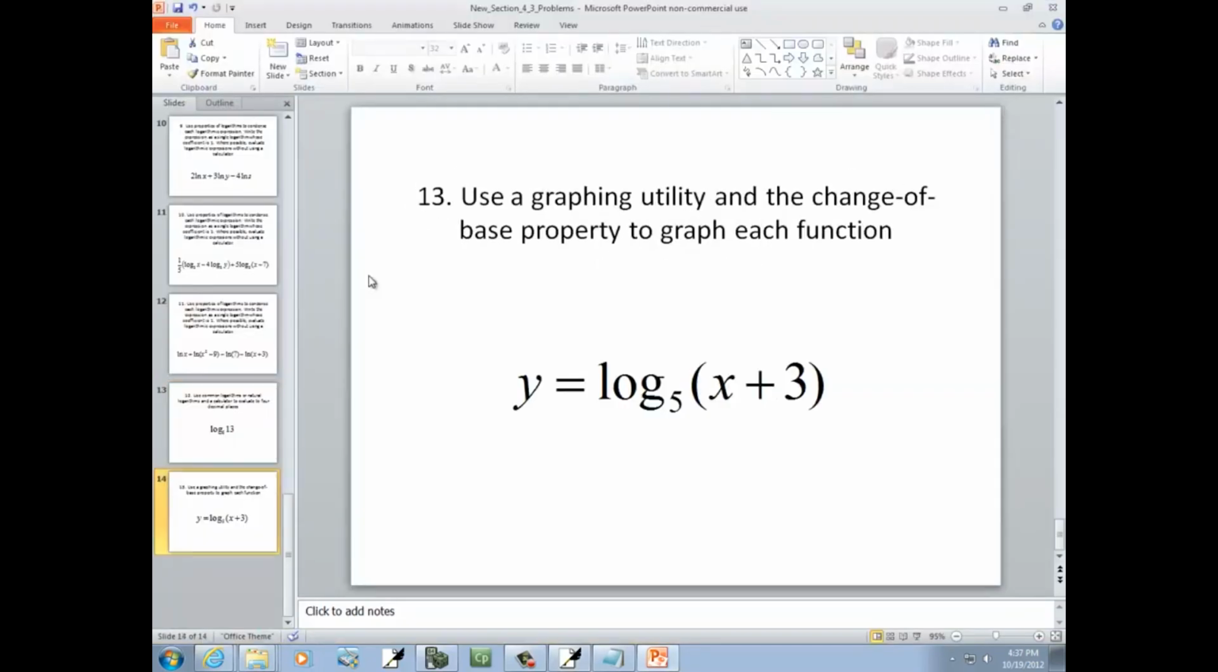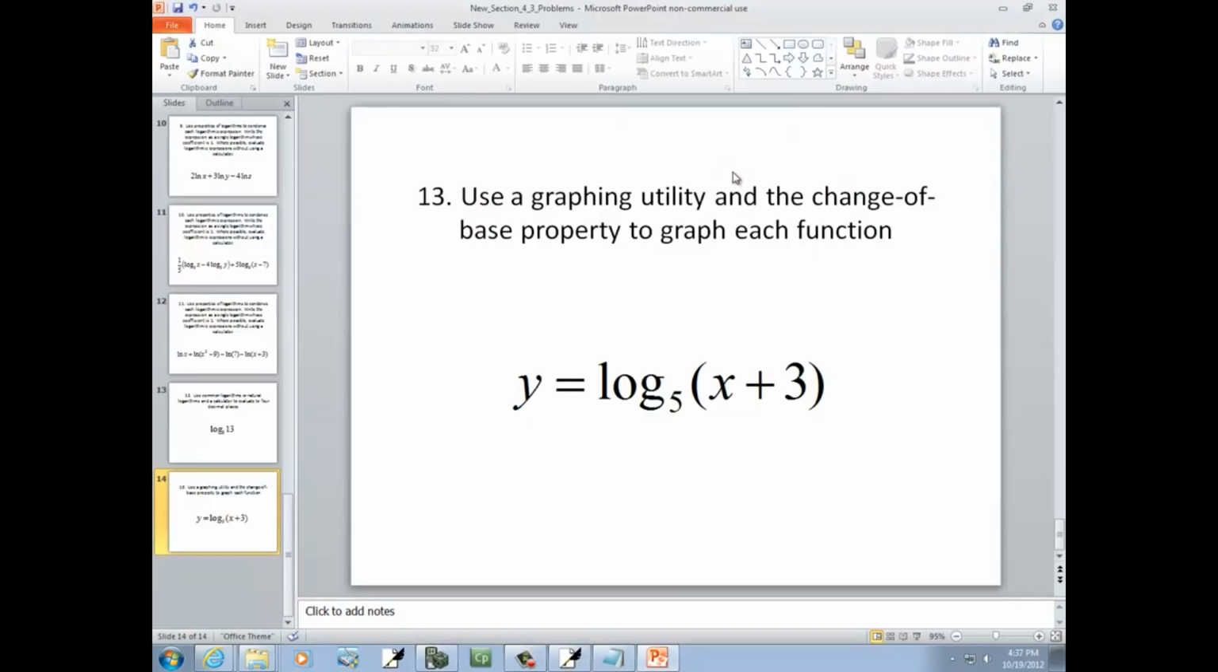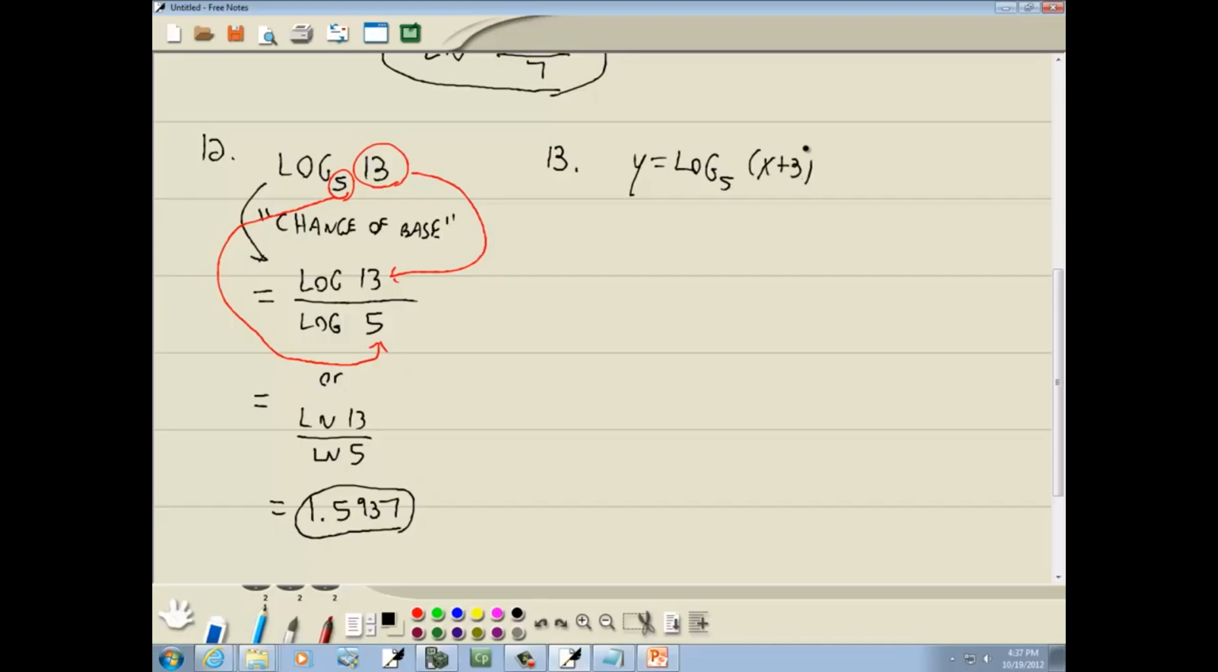Let's take a look at number 13. This wants us to graph this using the change of base. So we got 5, and then we got x plus 3. Again, obviously we can't put it directly into our calculator because we don't have a base 5 button. I'm going to use ln. So ln of something over ln of something, natural log. So we'll have natural log of x plus 3 over natural log of 5. Again, whatever follows your log right here goes on top, and whatever your base is goes down here.